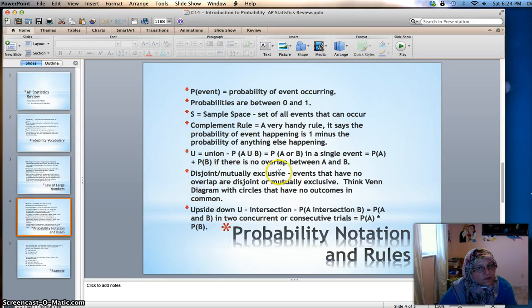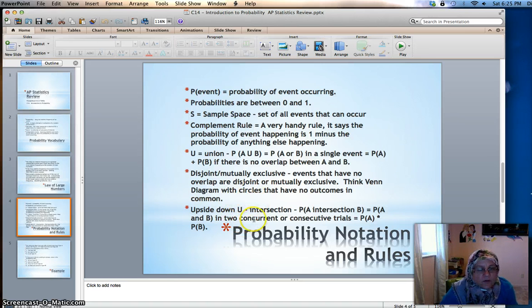Events that have no overlap are called disjoint or mutually exclusive. So these two words are synonyms. Think of a Venn diagram with circles that have no outcomes in common, so the circles don't overlap at all. For example, rolling a die and tossing a coin. If you were to draw the circles and put every event that could happen in those, there's no overlap because there's no events that have the same outcome between the two.